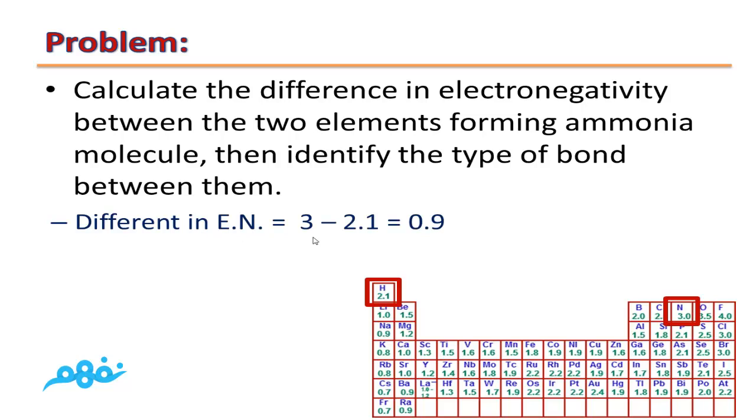The difference between them, don't worry, the numbers will be given, is 3 minus 2.1, so the difference between them is 0.9, which is relatively high, so ammonia is considered a polar covalent compound, and the bond between nitrogen and hydrogen is polar covalent bond.